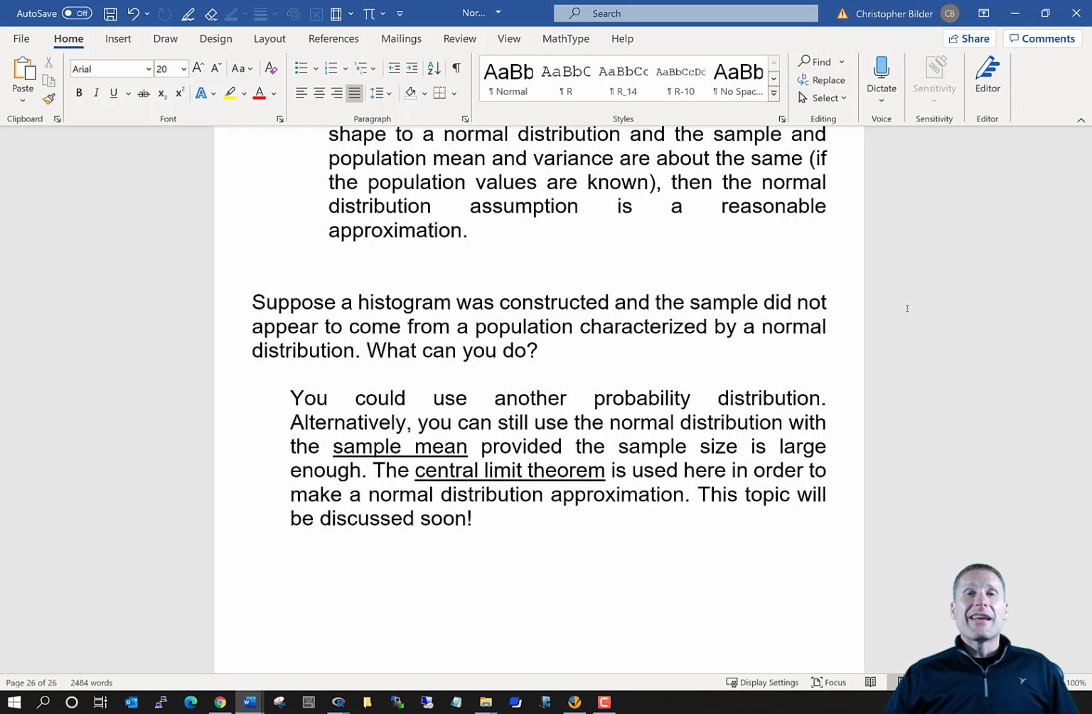So with that, that concludes this section on the normal probability distribution.